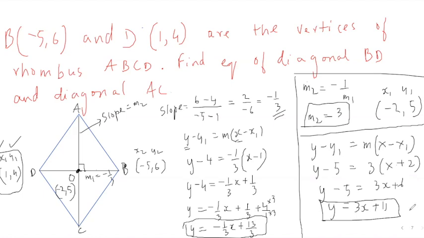That's the equation of AC, and this is BD. Is that okay? Any trouble with that? Did I go too fast on that? No, sir, understood. Fine, sir.